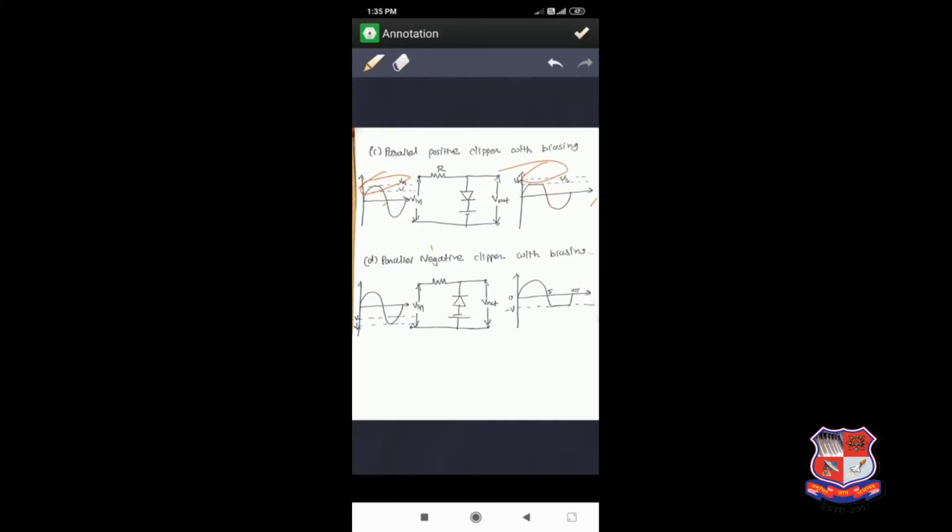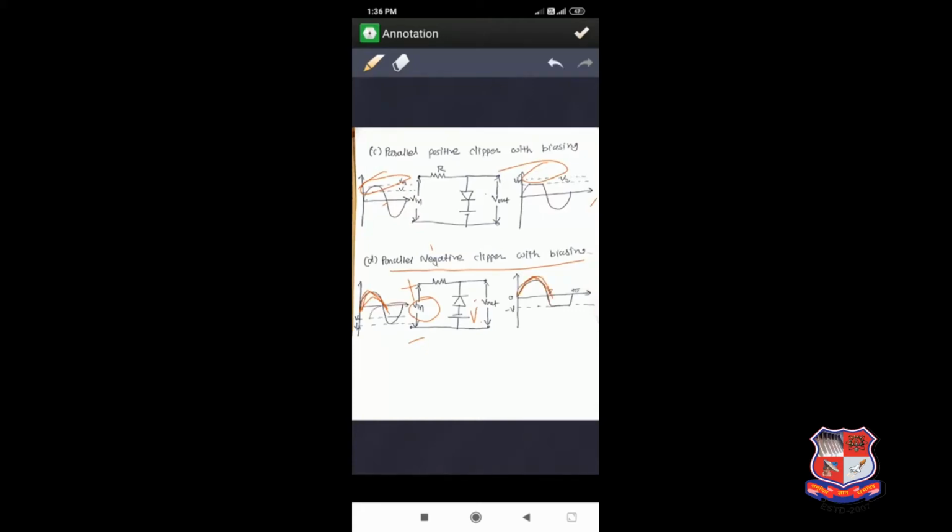Now the last case is the parallel negative clipper with biasing. In that, the direction of the diode and voltage are reversed. For the positive cycle, this terminal is plus, this terminal is minus, so the diode is in reverse bias due to the applied voltage, and due to the battery voltage also the diode is in reverse bias, minus connected to the positive anode terminal. In both conditions the diode is in reverse bias, so we get output equal to the input voltage.